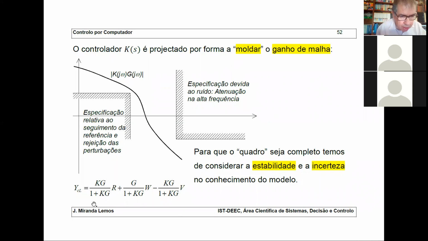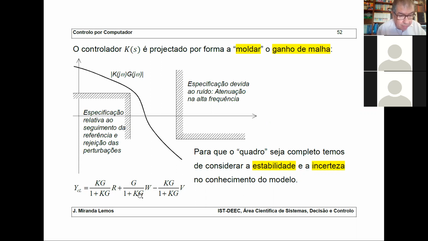Now, I wrote this formula here at the bottom of this slide. Suppose that you want Y to track R. So KG should be big, because if KG is big, then 1 plus KG is more or less equal to KG. So KG divided by KG is 1. Okay? So KG big, and KG is the so-called loop gain. Loop gain big implies Y tracks R.